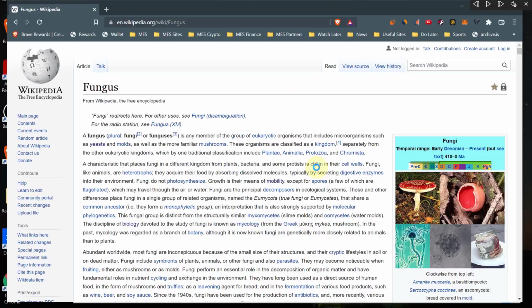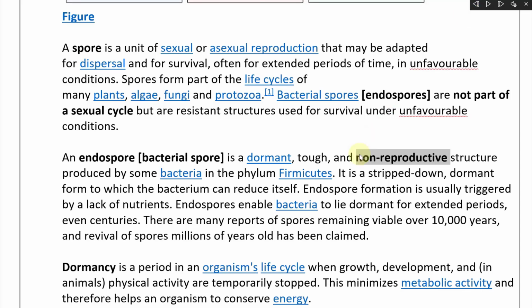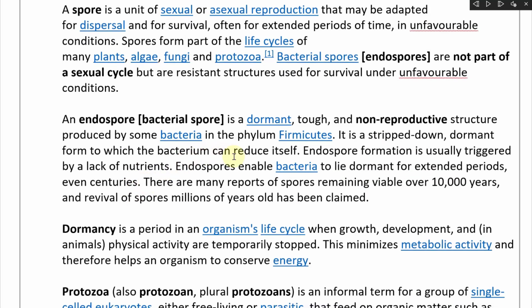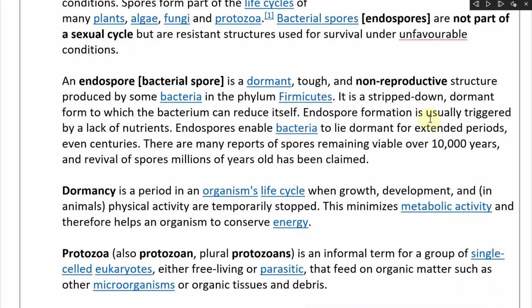Firmicutes. Let's see how this is pronounced. Firmicutes, yes. It is a stripped-down, dormant form to which the bacterium can reduce itself. Endospore formation is usually triggered by a lack of nutrients.